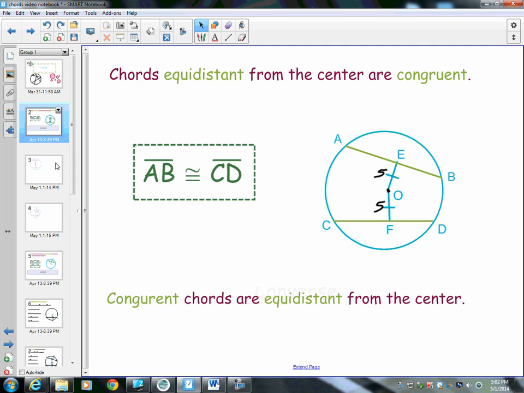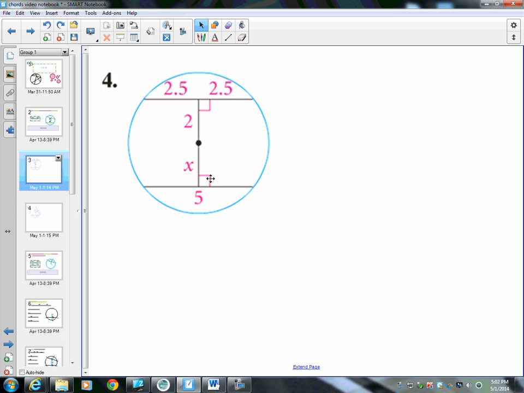So what does this look like as an example? This is an example on our worksheet, number 4. The question is asking for x. What is x? First of all, I have this section right here, which is 2.5, and this section, which is 2.5. So the entire chord going from one point on the circle to another, add them up, 2.5 plus 2.5 is 5. So this whole chord is 5, and this whole chord is 5. Again, from what we just said, if the two chords are congruent to each other, they have to be the exact same distance from the center. Meaning if the top chord to the center is 2, the bottom chord to the center also has to be 2. So x is equal to 2.